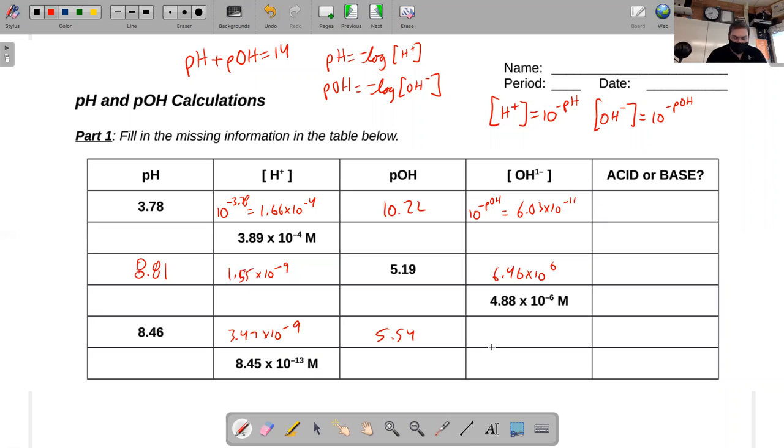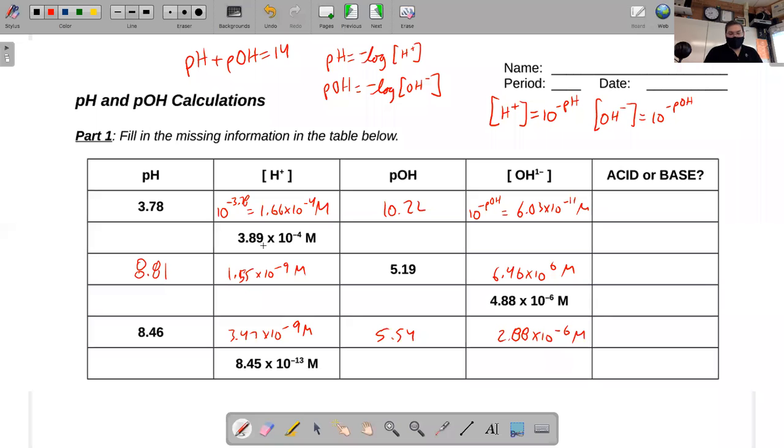And this is, let's see, 2.88 times 10 to the negative 6th. These are all in concentrations and molarity. And then you got these ones where you know the hydroxide concentration.